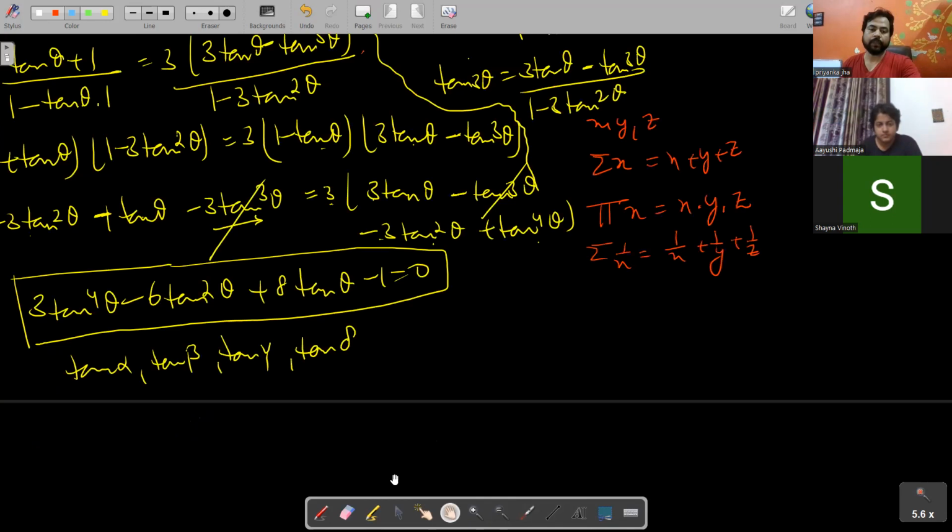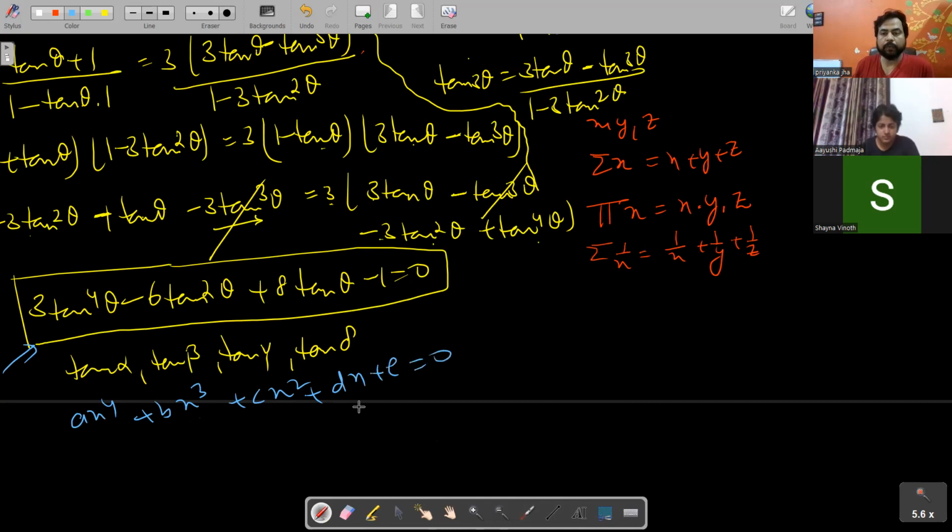Now here you can see that you have a biquadratic equation. So it is similar to ax^4 plus bx^3 plus cx^2 plus dx plus e equal to 0. Now compare these two things. First is the summation of tan alpha, that is the sum of the roots taken one at a time, that is minus b by a. So what is b here? See, there is no tan cube term here, so b is 0. So 0 upon 3, a is 3, so 0. Understood?